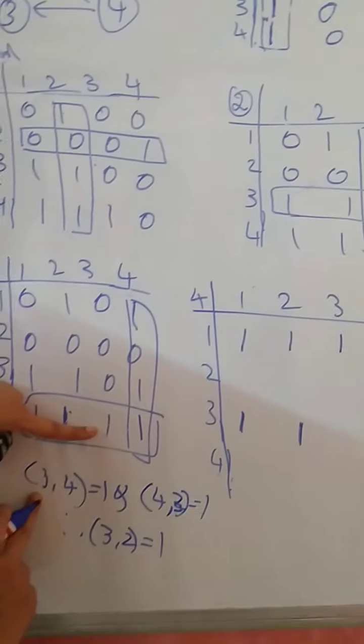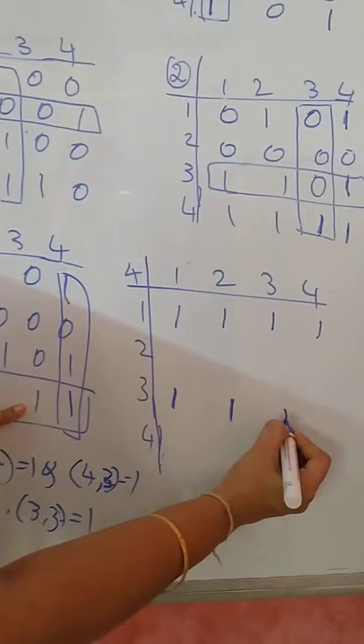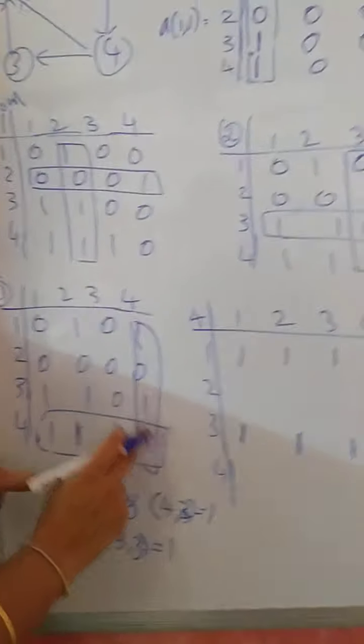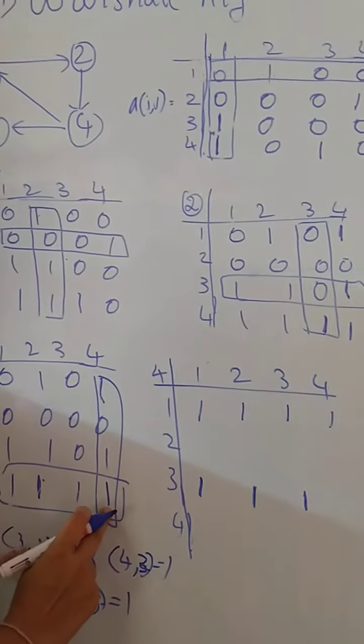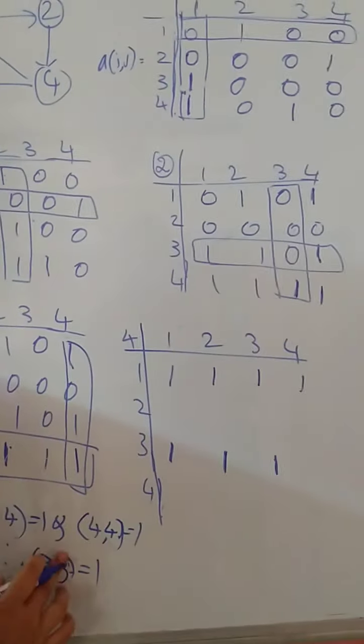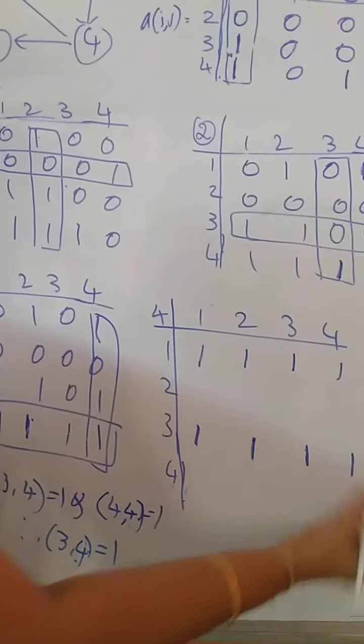Okay. Then therefore there will be a path from 3 to 3, so 3 to 3 will be 1. Next, again I will repeat this one with this one. This one means 3 to 4, this one means 4 to 4. So there will be a path from 3 to 4, so 3 to 4 will become 1.